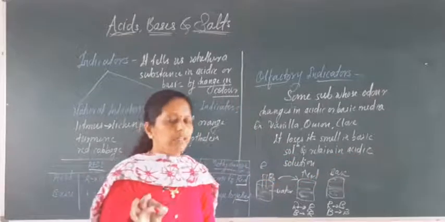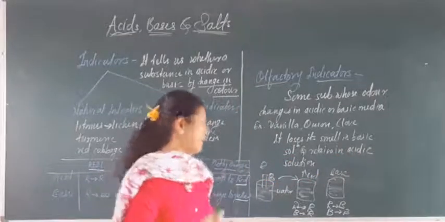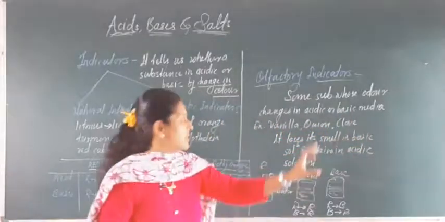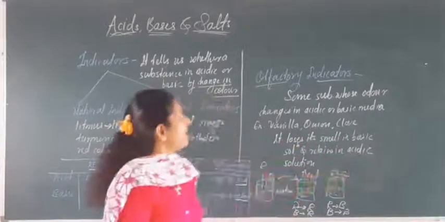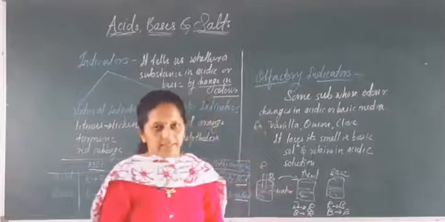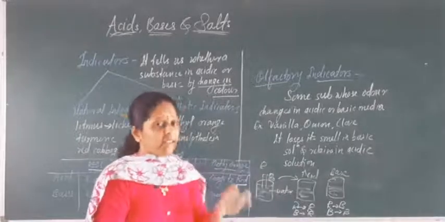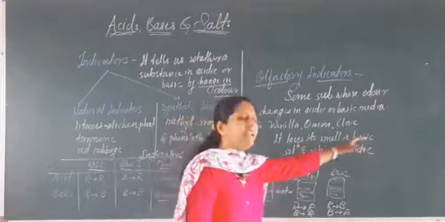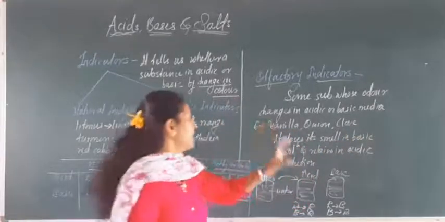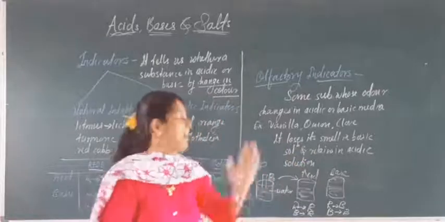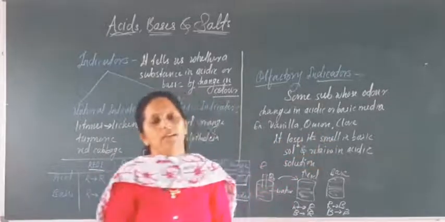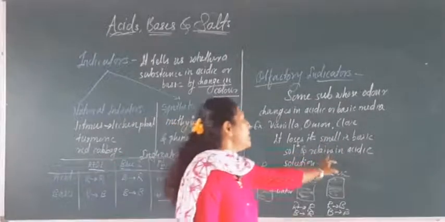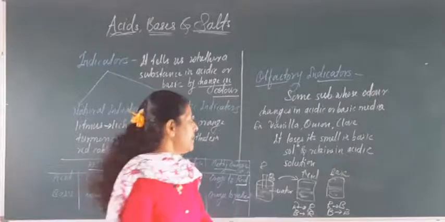In the acid the odor does not vanish, it stays as it is, whether vanilla, onion or cloves. These cloves, onion and vanilla are some of the olfactory indicators which have strong smells, and those smells vanish. Mostly all three lose their smell in a basic medium only, but retain the smell in an acidic solution.